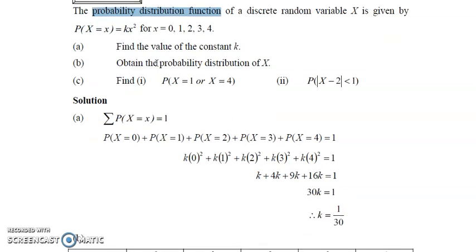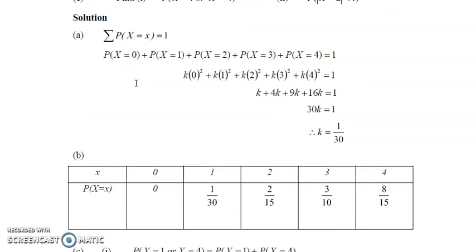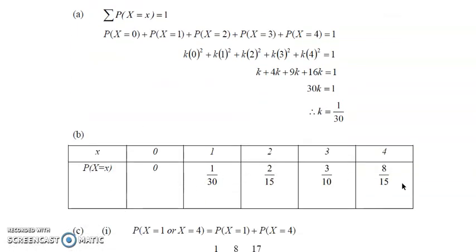And the next question, obtain the probability distribution of x. Actually for question B, it is much easier if you put it in a probability distribution table. Just put here, when x is equal to 0, what do you have for the probability distribution function? And when x is equal to 1, what do you have for your probability distribution, and so on. And if you want to check, as I told you, the summation of 0, 1 over 30, 2 over 15, 3 over 10, and 8 over 15 here must be equal to 1.